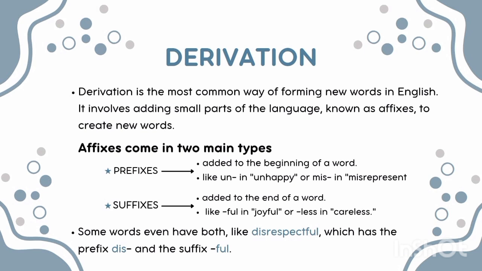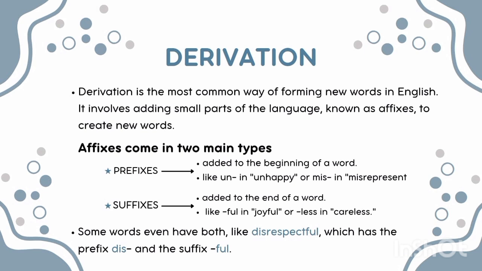Derivation is the most common way of forming new words in English. It involves adding small parts of the language known as affixes to create new words. These affixes are not always listed separately in dictionaries, but play a significant role in word formation. Affixes come in two main types, prefixes and suffixes.